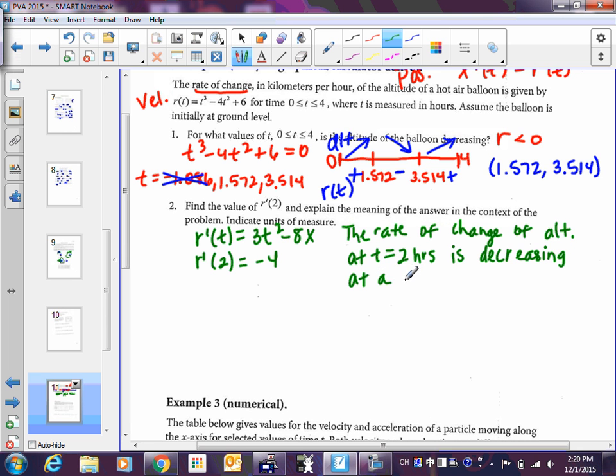at a rate of 4. Notice I didn't put negative 4. If I already say decreasing, I can't also put the negative. That's a double negative. That isn't what I mean. Now I just need to put units, and I'm good to go. So this is going to be kilometers per hour for r. So for r prime, I would just do kilometers per hour squared, like how I do for acceleration. Okay, that's the best way to write this. There are other things that are acceptable.